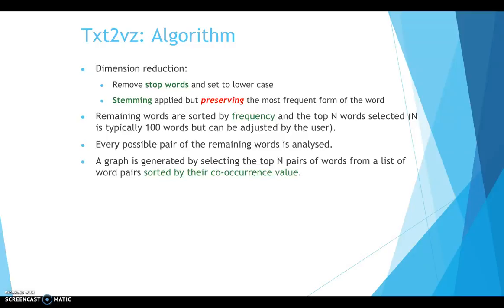visualization. So once we've done that, we sort the words by frequency, and the top n words are selected, where n is typically 100 words, but the user can adjust that. So every possible pair among the 100 words is then analyzed, and a graph is produced by selecting the top n pairs from that list when they're sorted by their co-occurrence value.